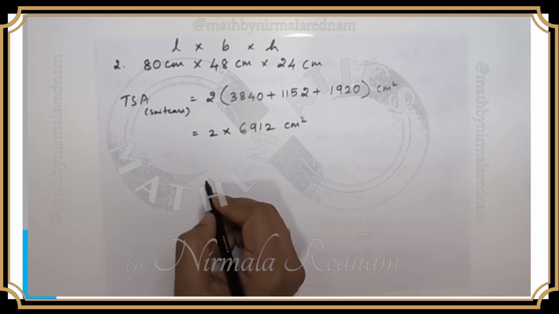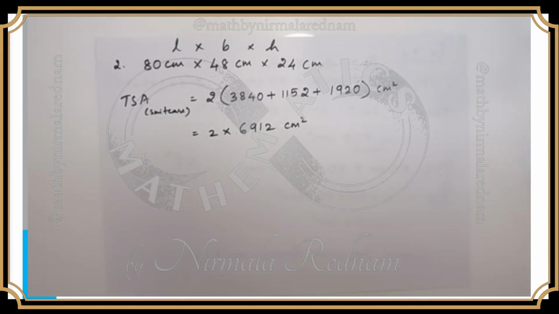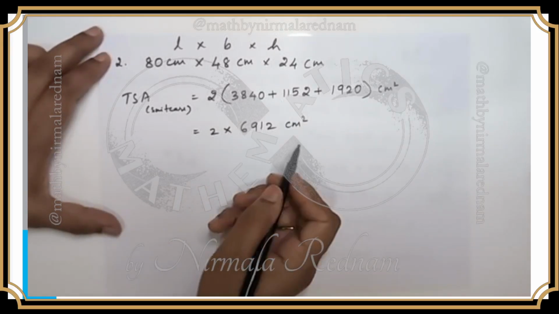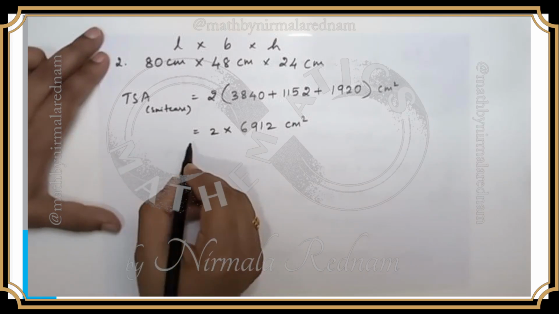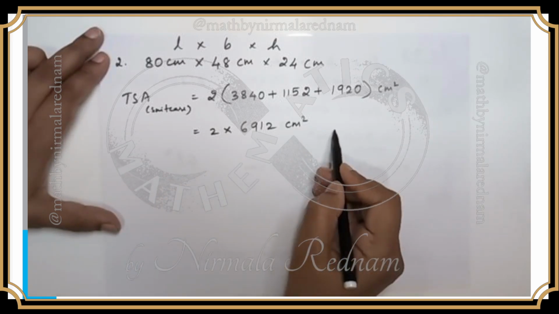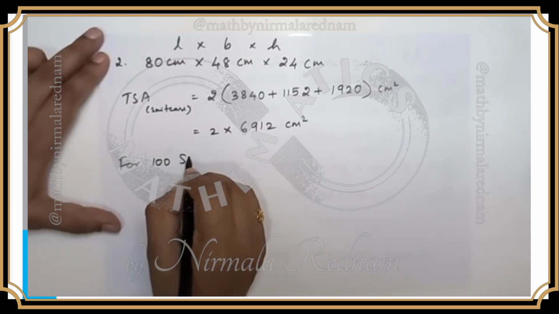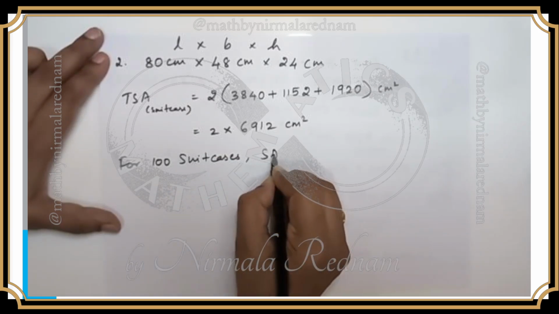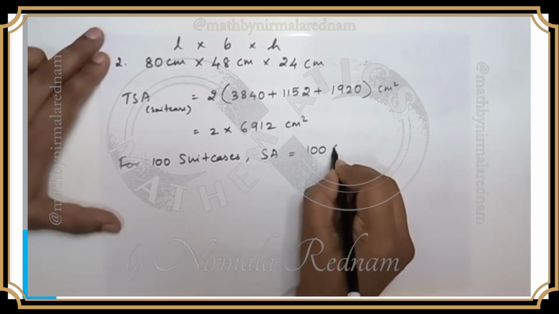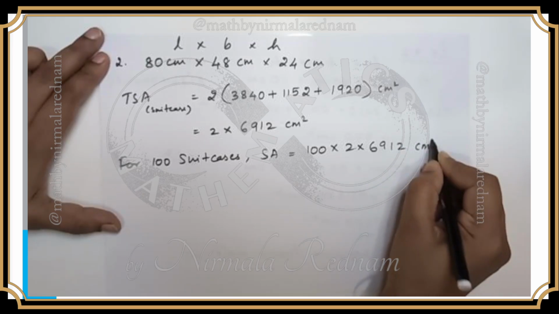So this is for one suitcase. I'm going to leave it like this because this is not the final answer, and they didn't ask us to find the area for one suitcase. It will be easier for me to simplify it if I leave it over here. So for 100 suitcases, the total surface area will be into 100, right? So for 100 suitcases, total surface area is 100 times 2 times 6912 square centimeters.